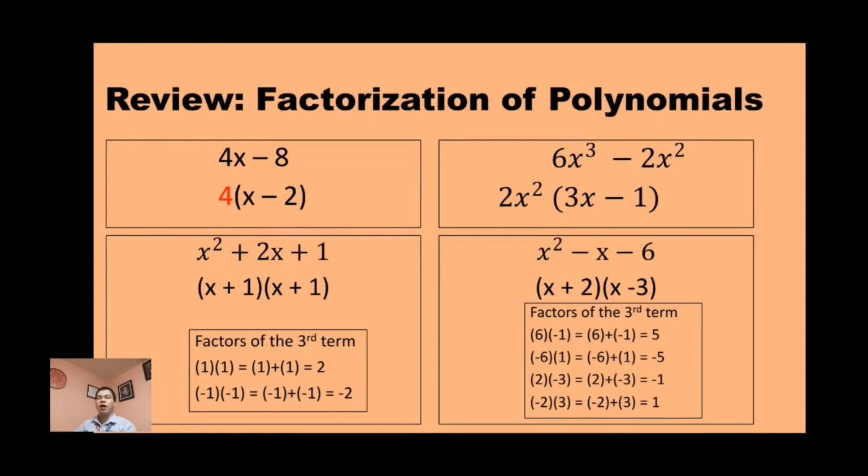Among these factors, which one, if we add the two factors, will be the second term of the polynomial, which is negative 1? 6 plus negative 1 is equal to 5. Negative 6 plus 1 is equal to negative 5. 2 plus negative 3 is equal to negative 1. Therefore, the factors are 2 and negative 3. So the factors of x squared minus x minus 6 is equal to x plus 2 times x minus 3.